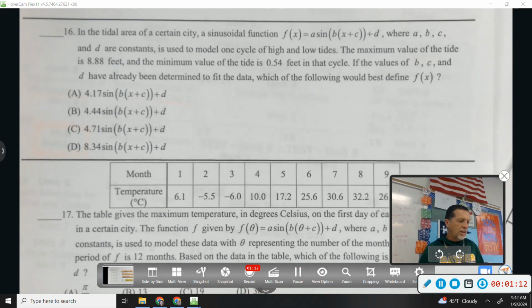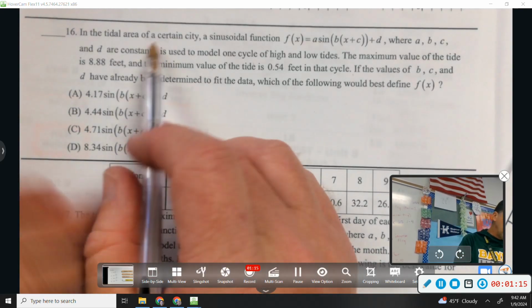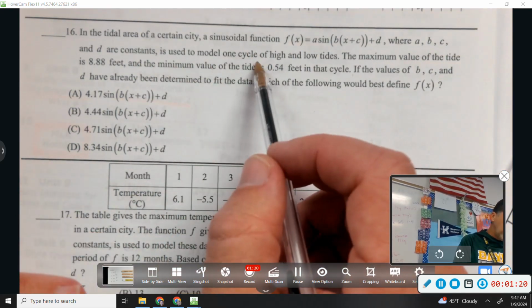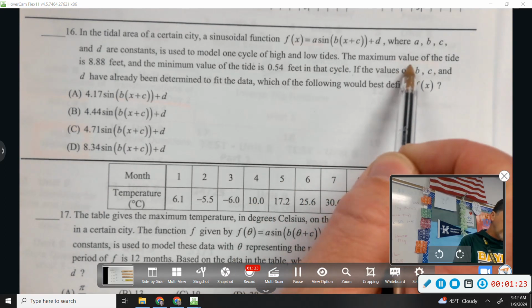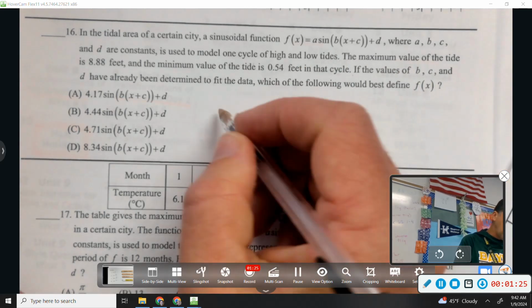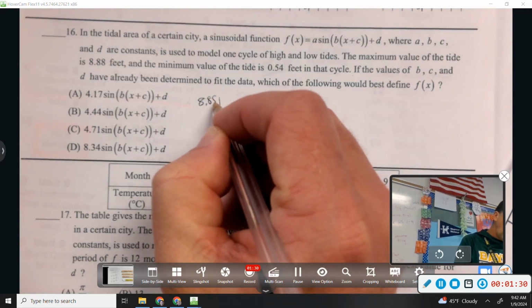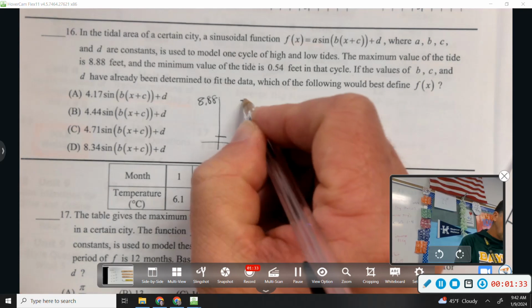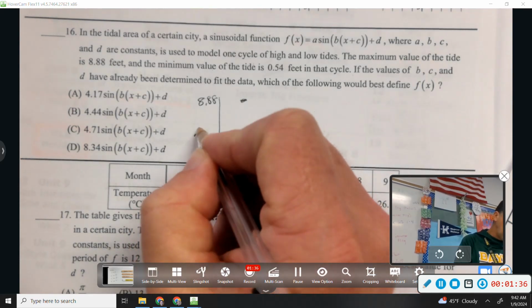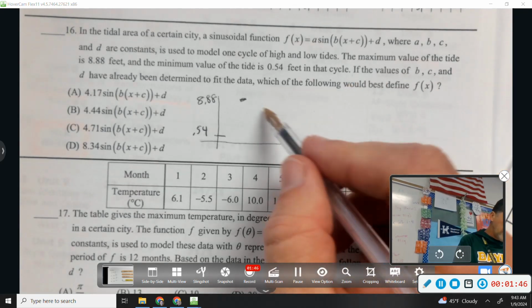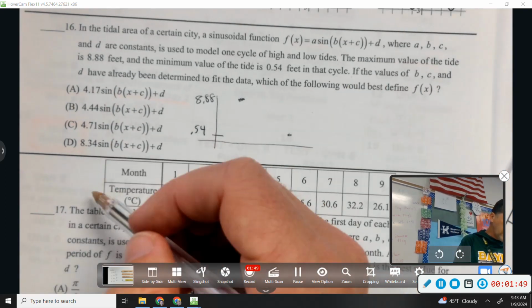All right, 16. Words. In the tidal area of a certain city, a sinusoidal function, A, B, C, D are constants, is used to model one cycle of highs and lows. The maximum value of the tide is 8.88 feet. The minimum value, somewhere later, is 0.54 feet. And it doesn't tell me anything about left and right, so I don't really know, but I guess it doesn't really matter, because we want to know which of the following would best work.